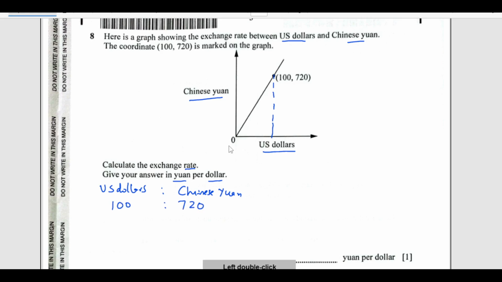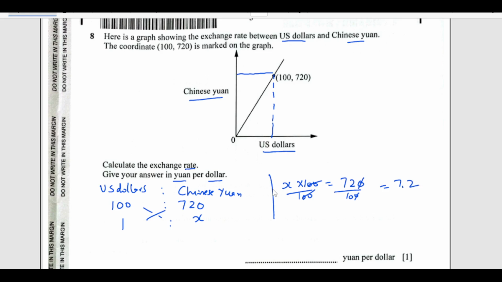Now we are looking for the answer in yuan per dollar. Per dollar means $1. We are looking for how many Chinese yuan it will be for $1. So just cross multiply. This is going to be x times 100 equals 720. Divide by 100 on both sides. So we have 7.2. So it is 7.2 yuan per dollar.